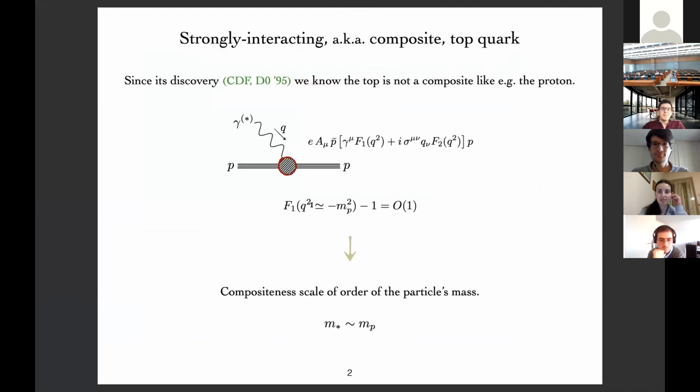So let me start by recalling that while the strongly interacting top quark is usually associated with compositeness, we know basically since its discovery at Tevatron that the top is not a composite like, for instance, the proton is. So for a composite fermionic proton, one finds a non-trivial substructure when probed with energies of the order of its mass. In other words, for the proton, one finds that the composite scale, which I define in this talk as m star, is of order m proton.